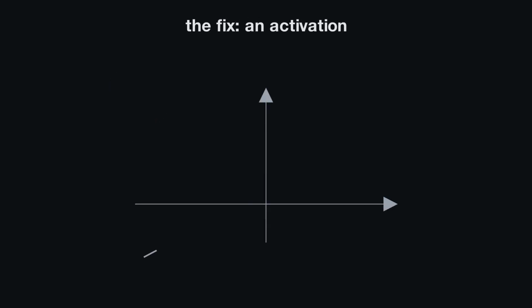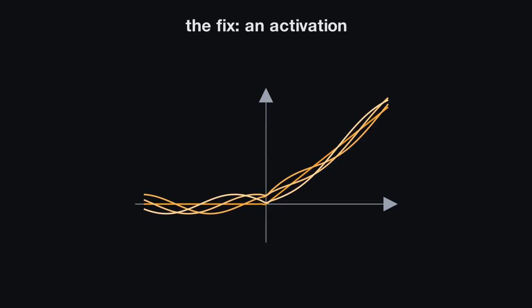The fix is a small rule added after each neuron, called an activation function. It lets each neuron bend the line. One bend may be tiny, but many small bends across many neurons can wrap around almost any shape you can imagine. This bending is the secret that makes deep networks powerful.